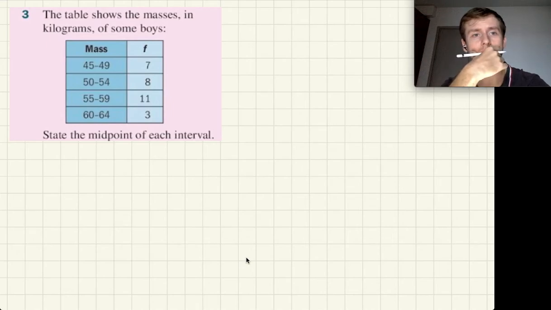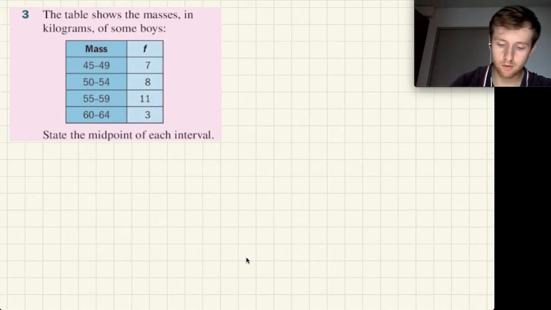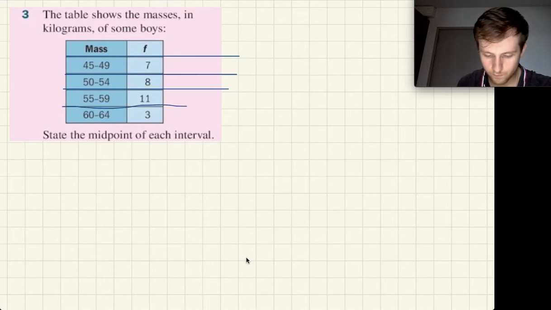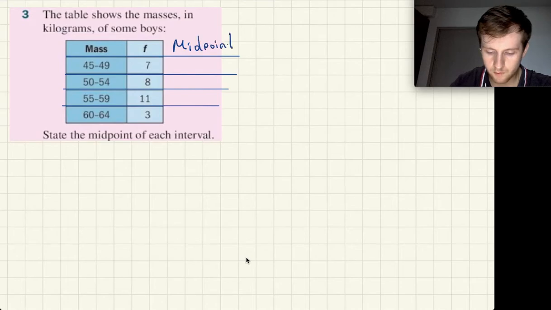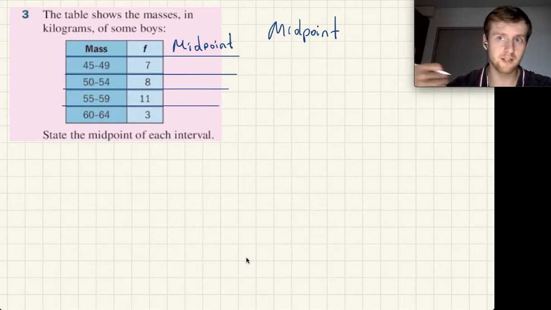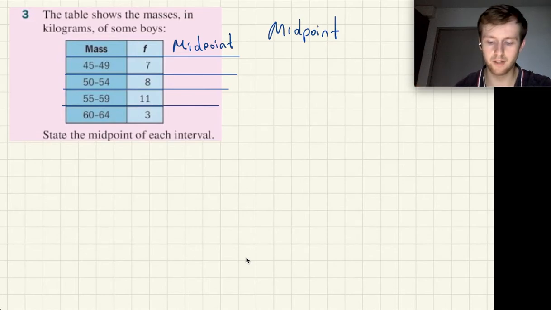The table shows the masses in kilograms of some boys. State the midpoint of each interval. So let's make a separate column for a midpoint right here, at this table. I'm going to extend each row like this. This is going to be for a midpoint. So how to find the midpoint? To find it, we have to take the beginning of the interval, add the end of the interval, and divide by 2.